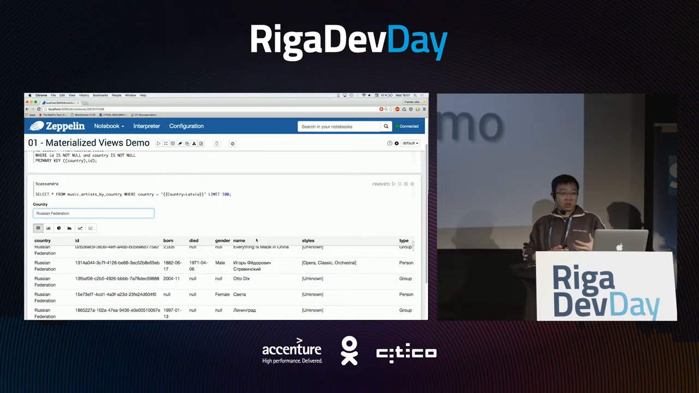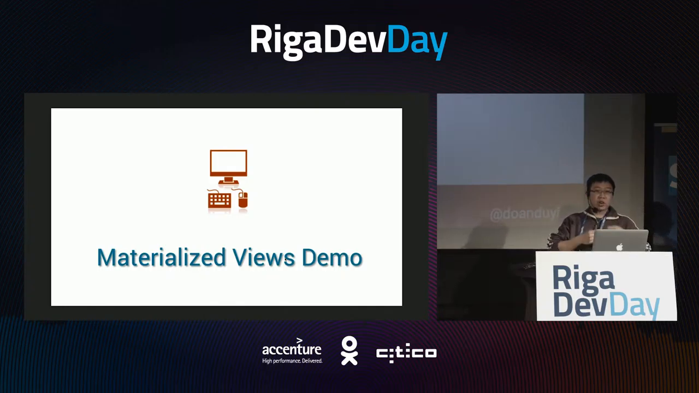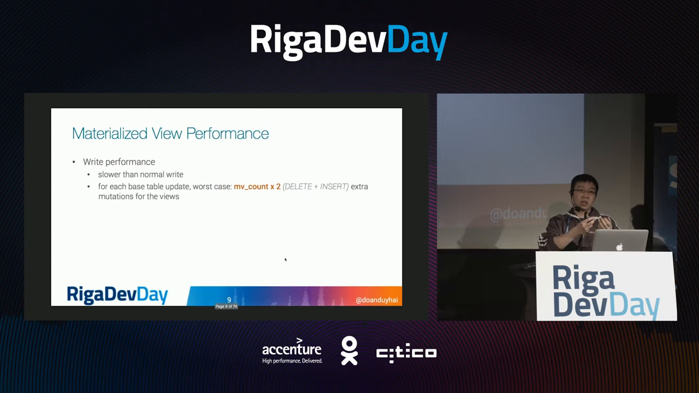Now let's talk about performance, because it is not free. When you are writing into a table which has many materialized views, it has some costs. It is slower because for each insert or update, Cassandra will do work in the background for you. For example, if I want to update a country for one user, it means that Cassandra needs to delete the current value from the user by country and to insert a new value. Okay. So every time you do a mutation, the total number of mutations is the number of materialized views times 2.